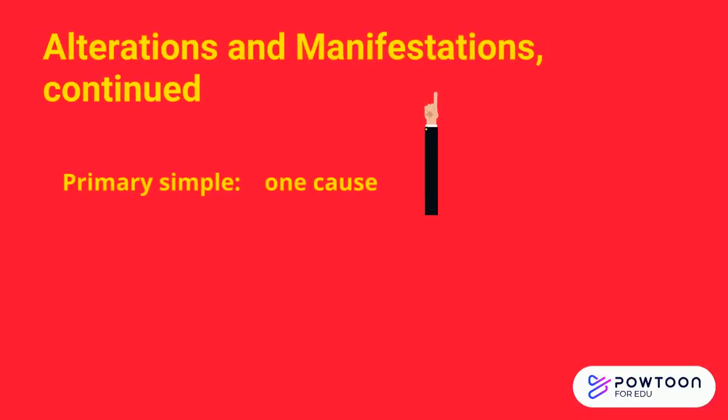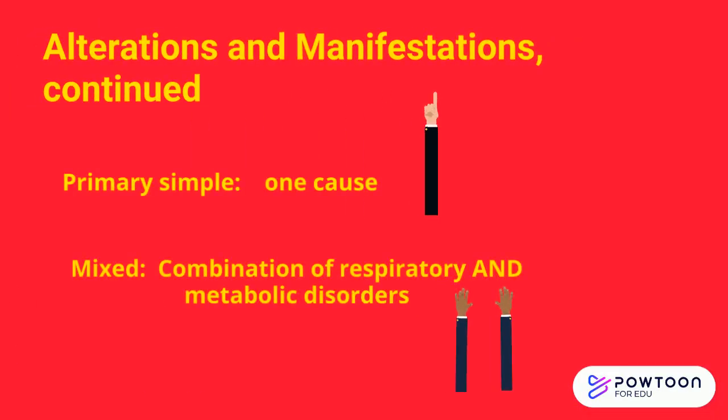In the perfect world, it'd be nice to be able to find one simple underlying cause that causes the acid-base imbalance. But most patients don't have just one cause. We have a lot of complex patients with all kinds of things going on. And a lot of patients have what are called mixed disorders, which are a combination of respiratory and metabolic.